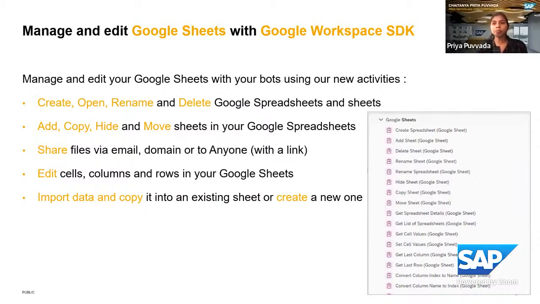You can even import the data. For example, when I say import data, you have in your local system an Excel file, where you can import this data, retrieve it, and create a Google Sheet out of the existing sheet. So you can create a new sheet, or you can copy the existing sheet into a new one. You can see the ample activities that Process Automation has provided to automate Google Sheets.